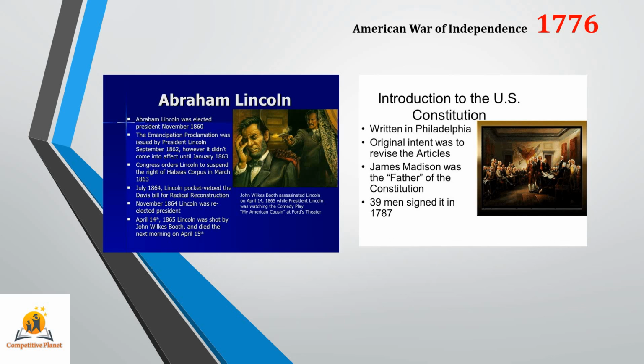And the first American president to be assassinated was Abraham Lincoln, and this happened in the year 1865 while President Lincoln was watching the comedy play Our American Cousin at Ford's Theater. John Wilkes Booth assassinated Lincoln on April 14, 1865 while he was watching the play.